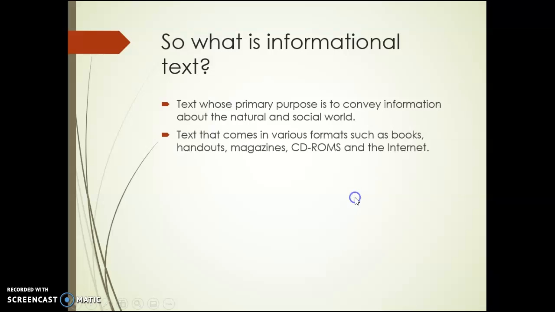So what is informational text? Informational text is text whose primary purpose is to convey information about the natural and social world. Text that comes in various formats, such as books, handouts, magazines, CDs, and even the internet.